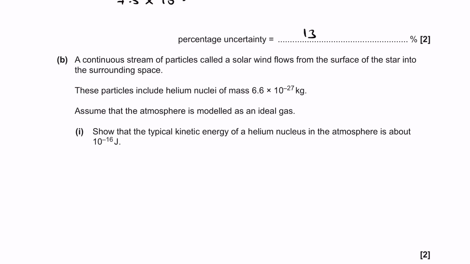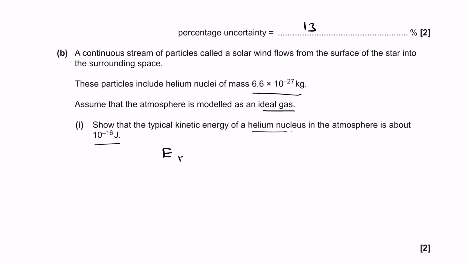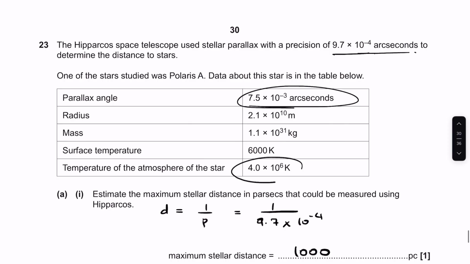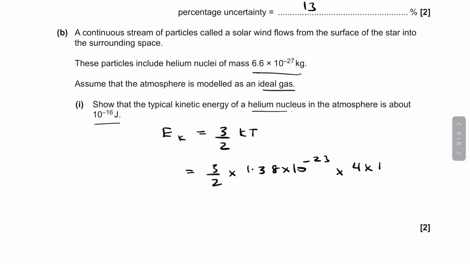Part B says a continuous stream of particles called a solar wind flows from the surface of the star into the surrounding space. These particles include helium nuclei of mass 6.6 times 10 to the minus 27 kilograms. Assume that the atmosphere is modeled as an ideal gas. Show that the typical kinetic energy of a helium nucleus in the atmosphere is about this much. So we know that the kinetic energy is equal to 3 over 2 kT. And so for that, it'll be 3 over 2 times Boltzmann constant 1.38 times 10 to the power of minus 23 times by the temperature, which is in Kelvins already. So 4 times 10 to the 6, and that gives me 8.3 times 10 to the minus 17.